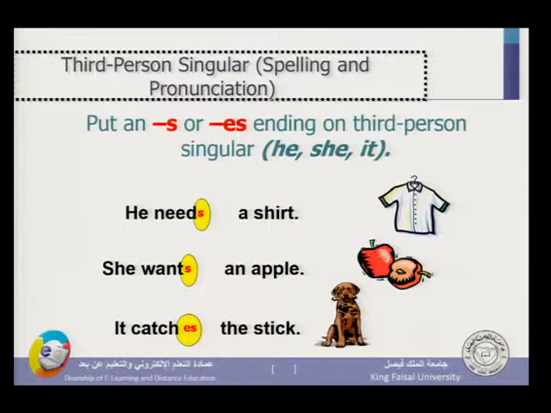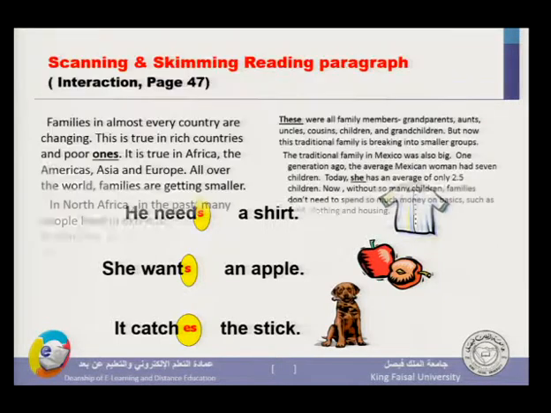Here are some rules about spelling. I've already given them to you, but I repeat some other examples. He, she, it: the verb in the present has to have s. So I say he needs a shirt. She wants an apple. But with catch, because it ends with ch, I have to add es, so it catches the stick. It catches the stick, and it is pronounced in this way.